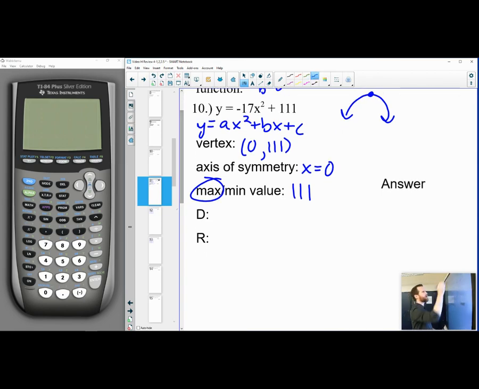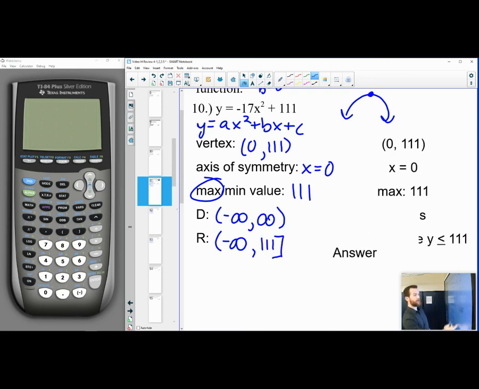Scrolling down, domain, we know that's always the same for a quadratic, going from negative infinity to positive infinity. Range, we have to look at the max or min value. It was a max value, so we're starting at a number and going down. So we're going to go down forever. So that means essentially we're going from negative infinity to, what was the max value? 111. And then we finish that bracket and check our answers. Let's see, vertex is good, axis of symmetry, maximum. Right, so far so good.